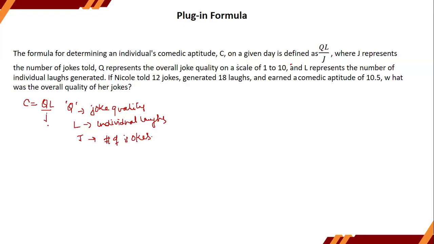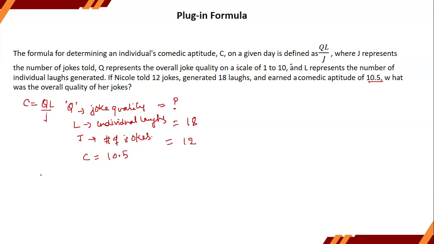Okay. And the question is asking for the overall quality of the jokes, right? So what are the variables which are given to us? The question is asking for joke quality. They have given us the value for the variable L, and L is equal to 18. And what is the number of jokes? Number of jokes is 12. And what is comedic aptitude given here in the question? Comedic aptitude is 10.5, right? So 10.5, right?